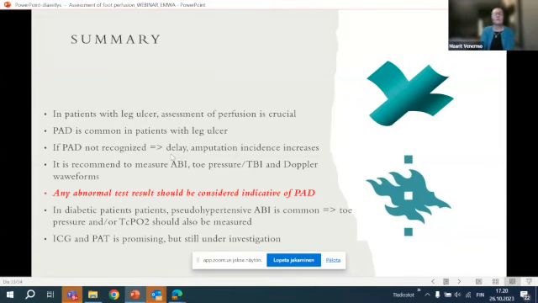It's recommended to measure ABI, toe pressure, TBI and Doppler waveforms. Any abnormal test results should be considered indicative for PAD in diabetic patients. ABI may be pseudohypertensive, and then you need TCPO2 or toe pressure. And ICGFI and PAT are promising, but still under investigation.